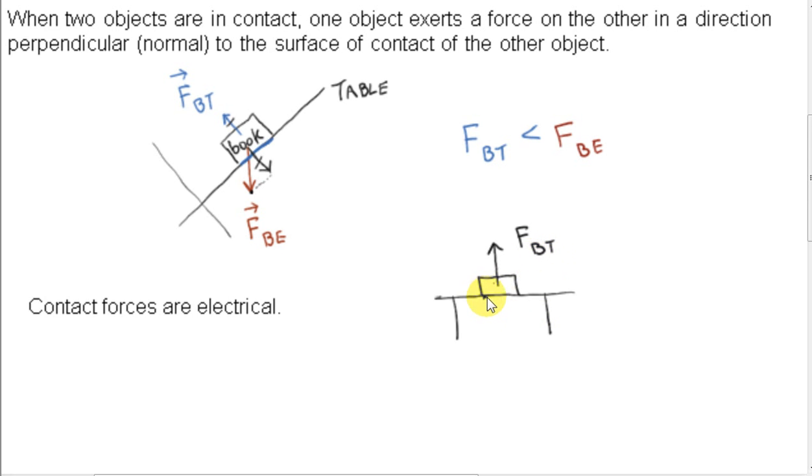They're electrically neutral overall, but at the microscopic level, if we look at what's going on at the interface of the two objects, then there is an electrical repulsion. There must be some sort of a repulsion, because otherwise the book would accelerate towards the center of the Earth. The book would crash down through the table.